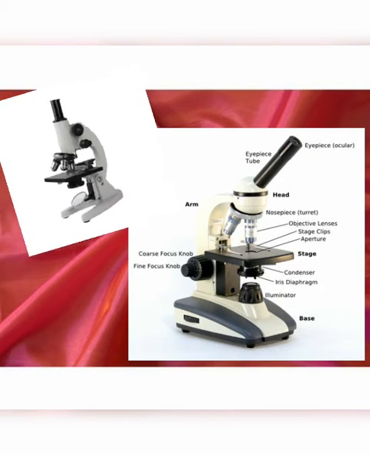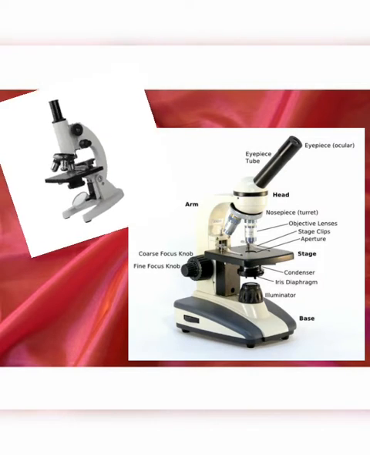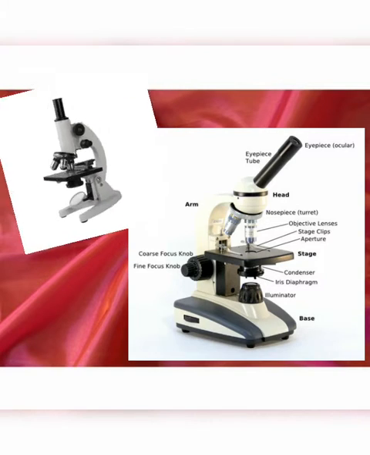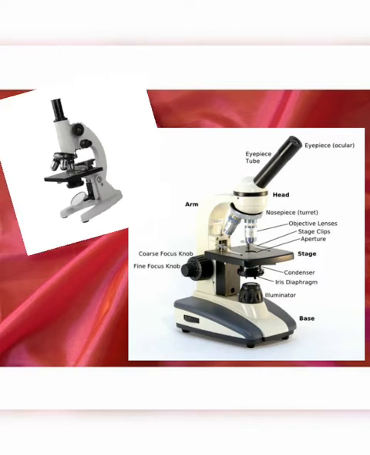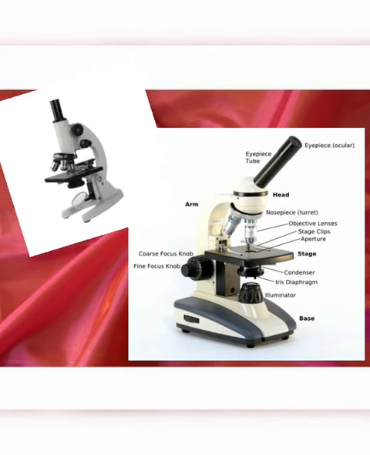Operation of microscope. Place the microscope on the table. See that all parts of the microscope are intact. Clean the stage and body of the microscope using a piece of neat cloth. Clean the mirror, objective and eyepiece with lens paper.